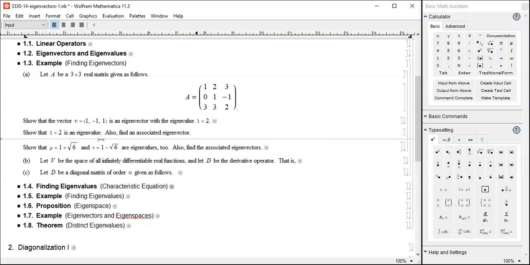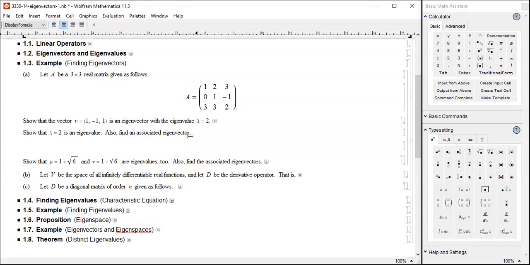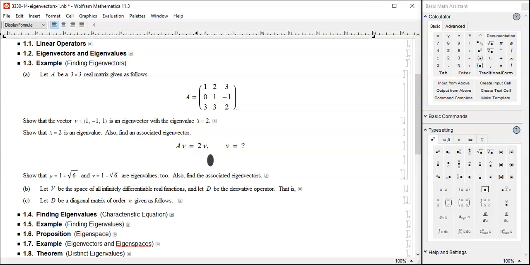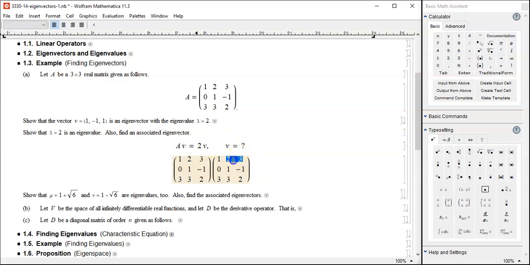Let's see. This problem is a little bit different. So Av is equal to 2v. That's basically what you want, right? Lambda is given as 2. Okay, in other words, this one I don't know, so let's take (x, y, z).